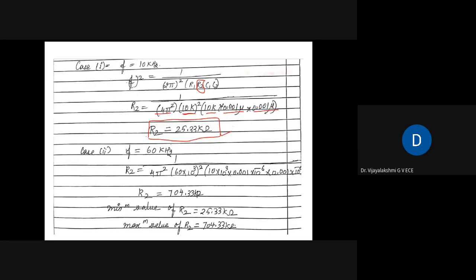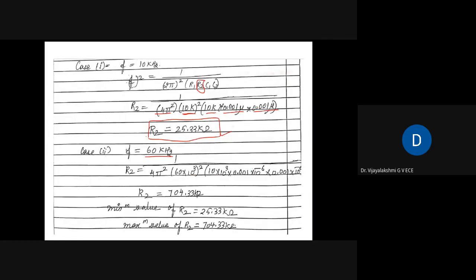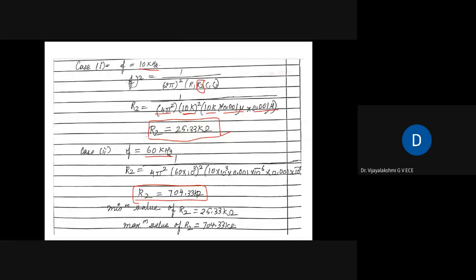And what is the next value of f? They have told us to find the minimum and maximum value of R2 as the frequency varies from 10 kilohertz to 60 kilohertz. We have found R2 for 10 kilohertz, and for 60 kilohertz follow the same procedure. Substitute everything as per this equation. Now I get R2 equal to 704.33 kilo. So the minimum value of R2 is 25.33 K and the maximum is 704.33. Fine. So this was about the Wien bridge oscillator. I'll end my class here.